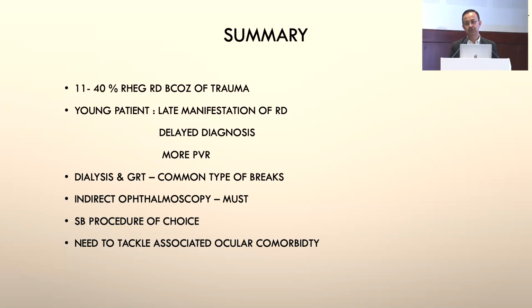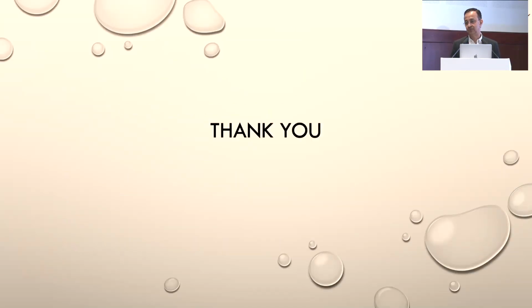Whenever you screen for a blunt trauma, remember indirect ophthalmoscopy is the only way to look at it. Scleral buckle is the primary procedure of choice, unless there is associated comorbidity in the form of PVR, macular hole, or dislocation of lens. And you importantly need to also tackle associated comorbidities, and in such cases you do a vitreous surgery.